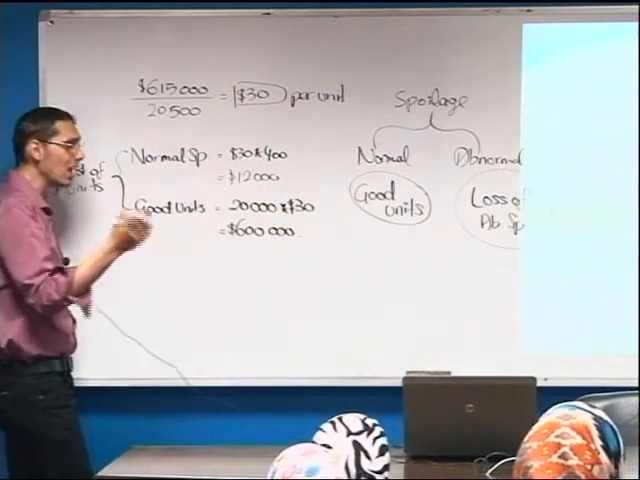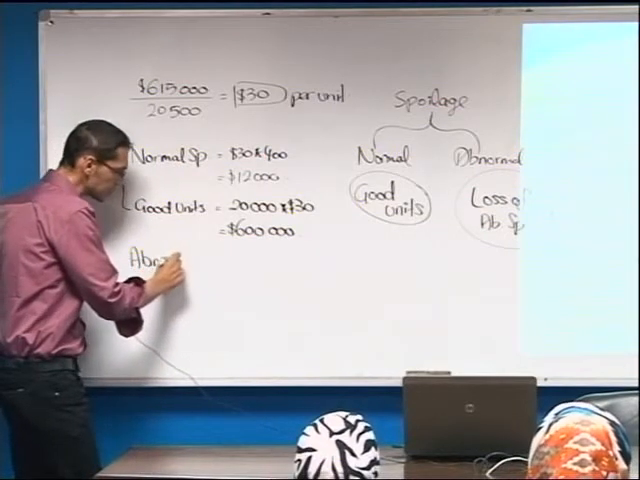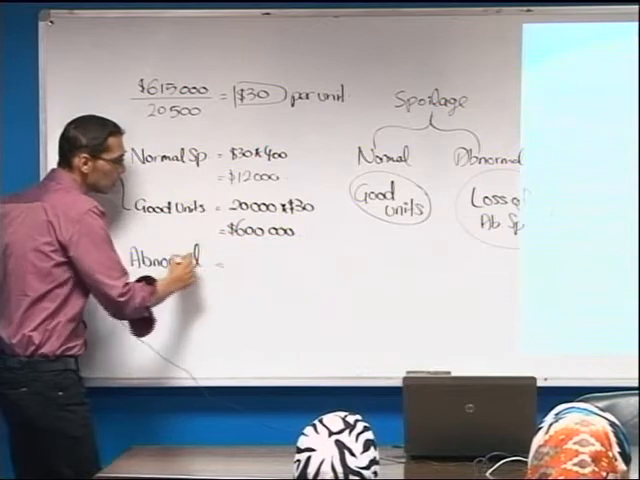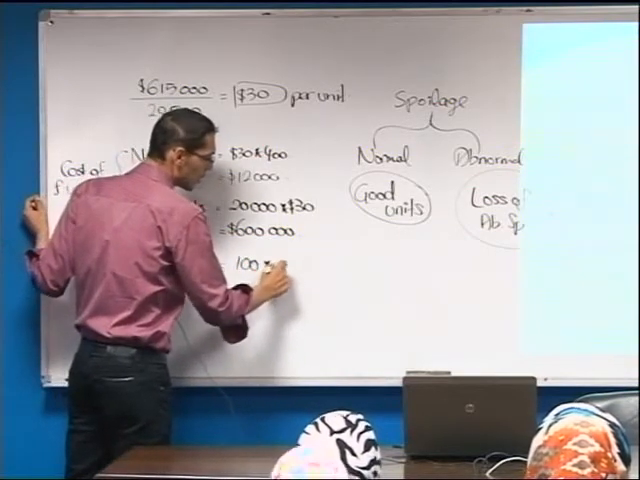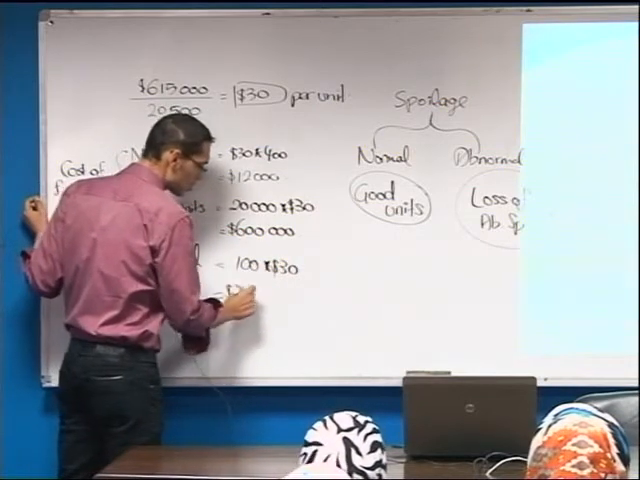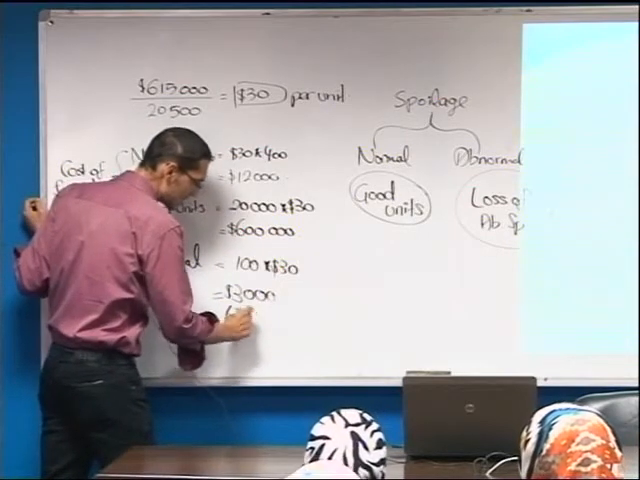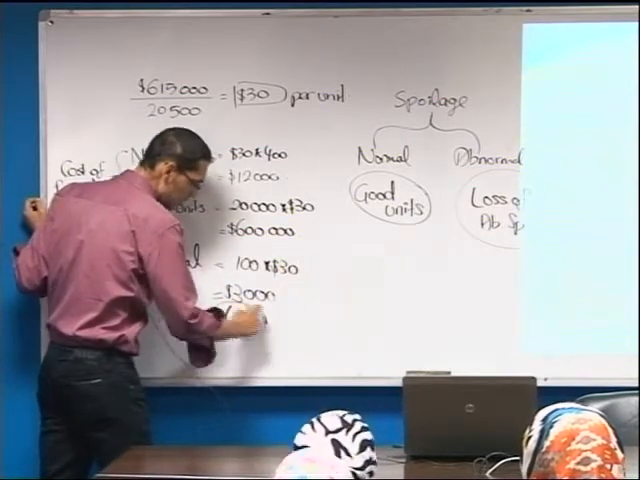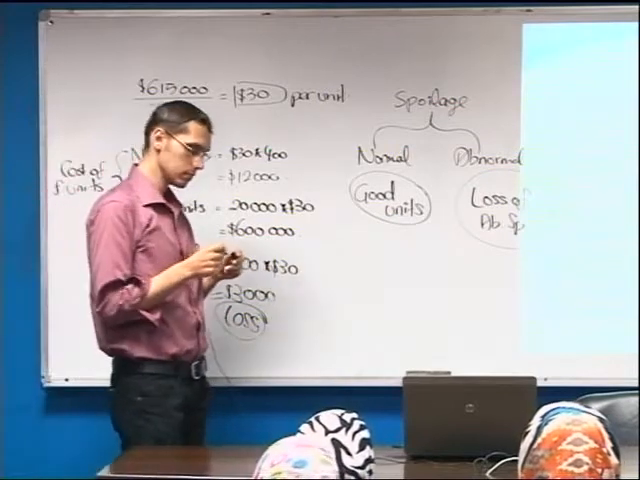Now, the abnormal spoilage. Of course, we have 100 units multiplied by $30, therefore $3,000, which will be considered as a loss. Of course, which will be presented in the income statement.